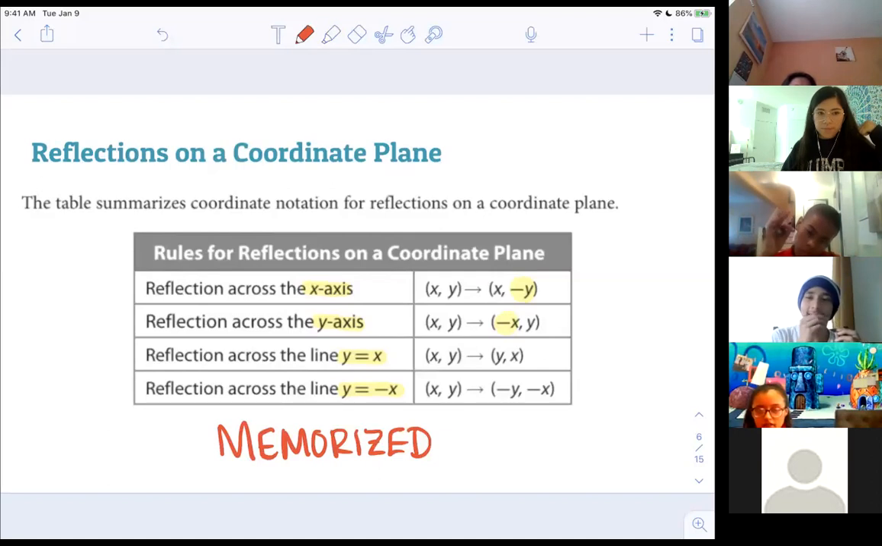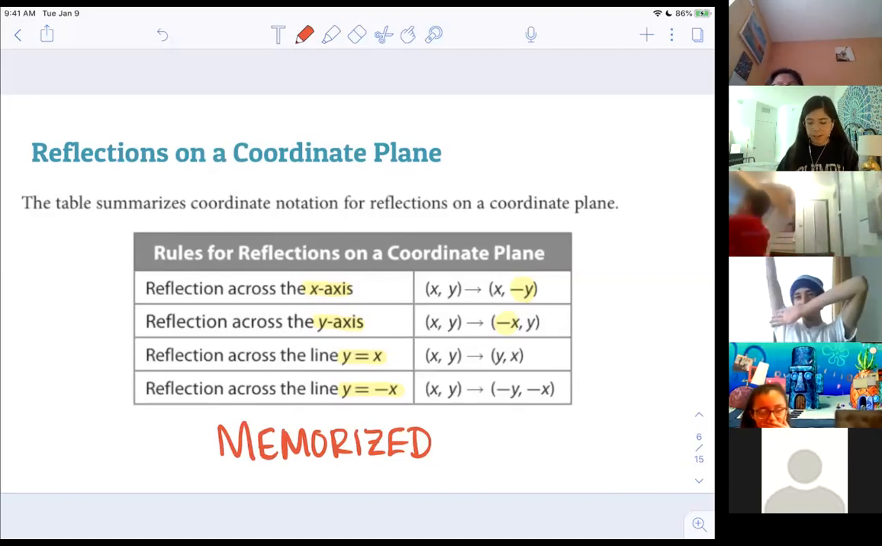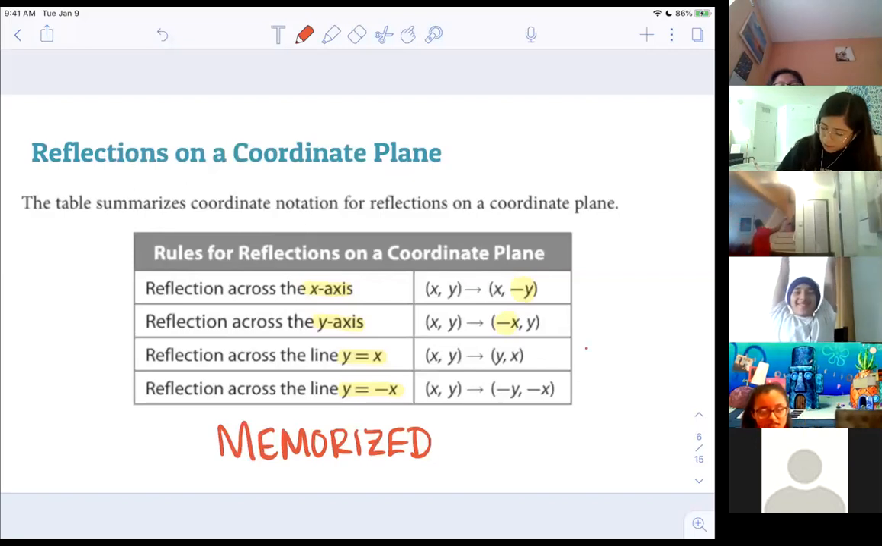What's a quicker way to say that? Don't worry about what's happening. Just worry about the pattern. What happens in the third scenario? Oh, they switch. They switch, exactly. They flip.